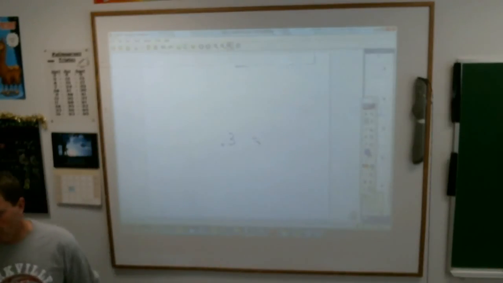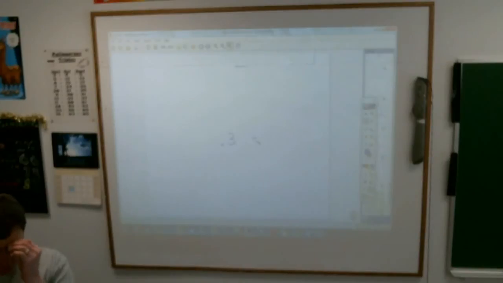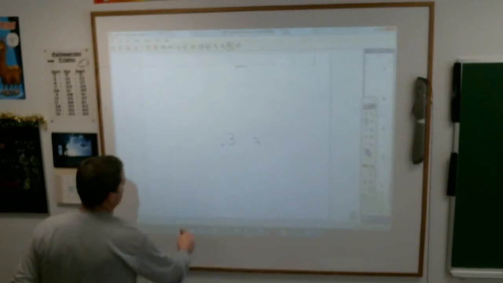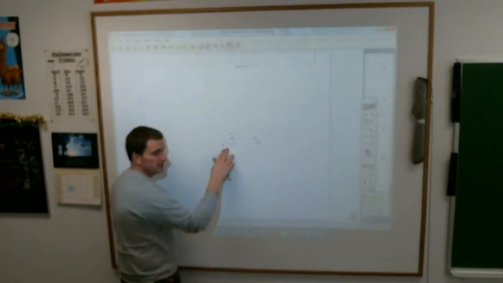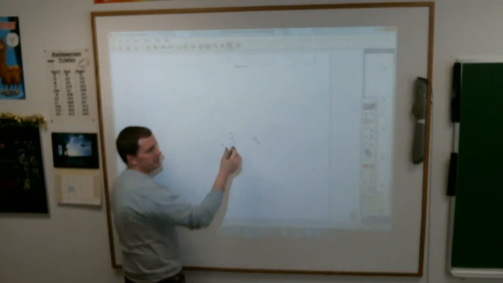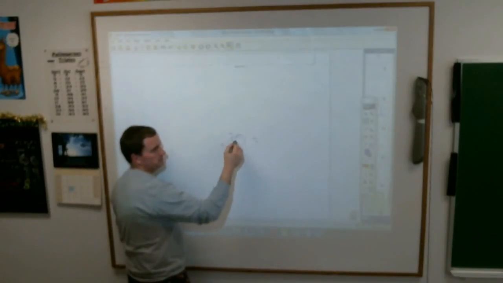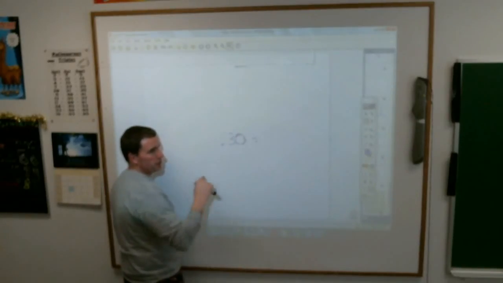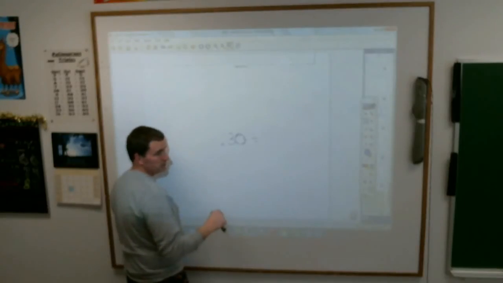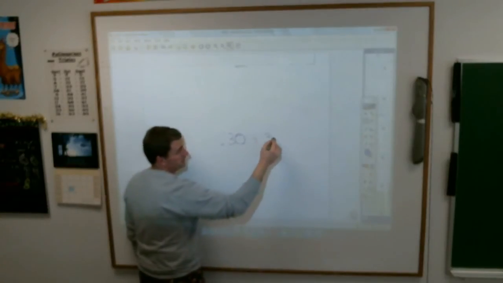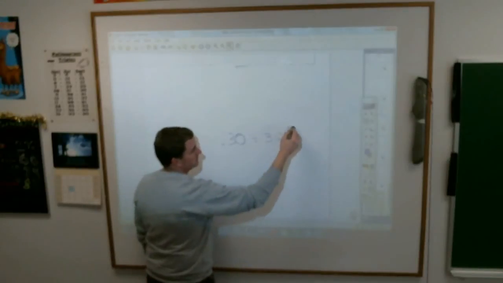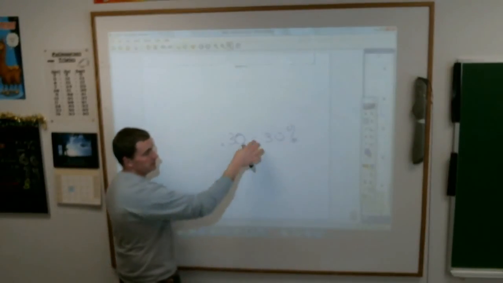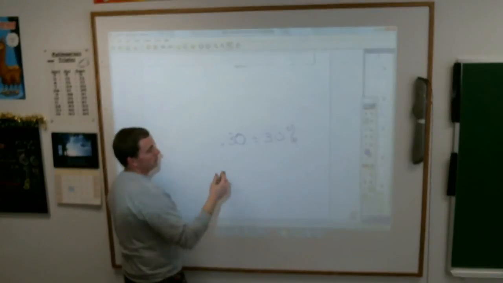Well, if you think about it before you answer that question, percent means out of 100. This is only in tenths, correct? But you could make it in hundredths by just adding the 0. 3/10 is the same as 30 hundredths. So what percent would that be, Andrew? 30%. Because 30 hundredths is 30%.